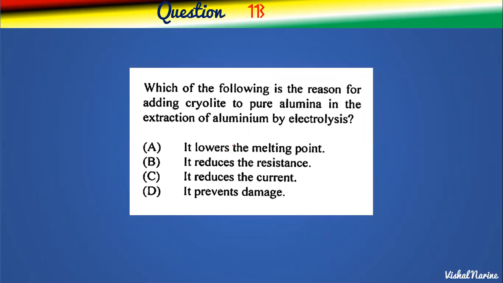113. Why is it that we add cryolite? I think we answer this question. Right. Why do we add cryolite to the pure aluminum in the extraction of aluminum by electrolysis? All right, well, yes, it is A. It lowers the melting point.